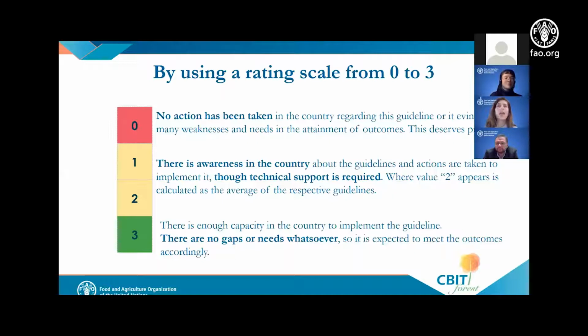For example, if a guideline is evaluated as 0, that shows that no action has been taken in a country to implement this guideline, and this activity deserves priority. If a guideline is evaluated as 1 or 2, it shows that there is awareness in a country to implement the guideline. However, further technical support is required. And finally, if a guideline is rated as 3, it shows that there is enough capacity in a country and there are no gaps or needs with regard to this specific guideline.